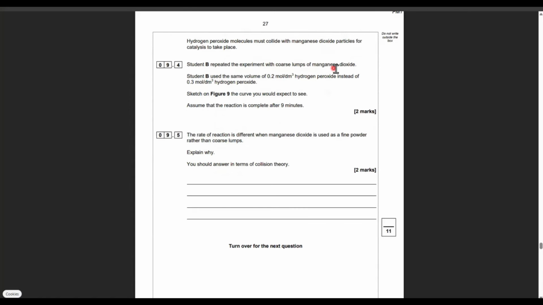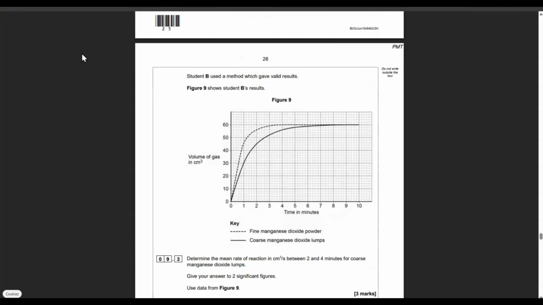Hydrogen peroxide molecules must collide with manganese dioxide particles for catalysis to take place. Student B repeated the experiment with coarse lumps of manganese dioxide. Student B used the same volume, 0.2 mole per decimeter cubed hydrogen peroxide, instead of 0.3 mole. So basically they've changed the concentration, and that means that we have 1/3 less particles. Sketch on figure 9 the curve you would see. So we need to sketch on here the curve we'd see.